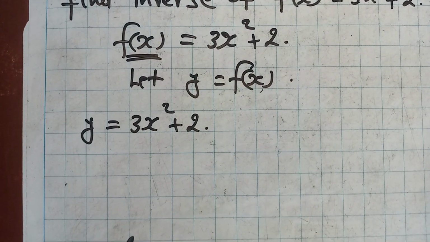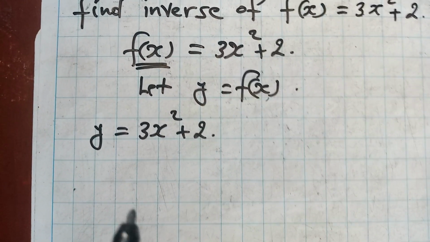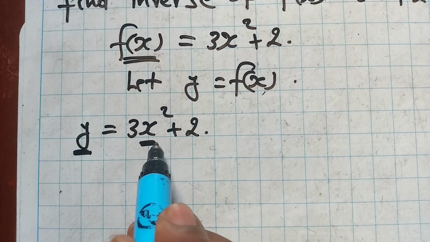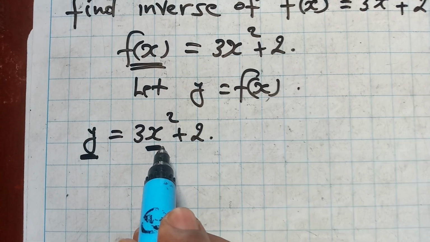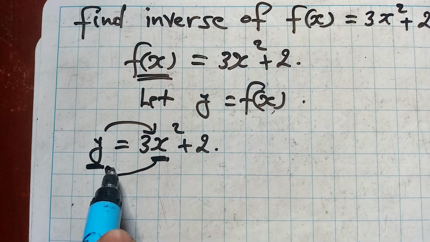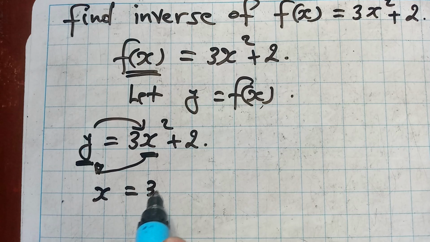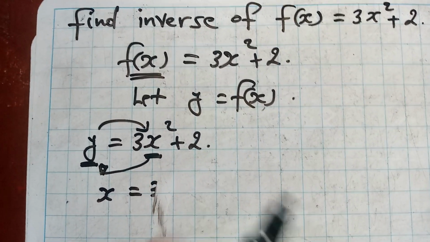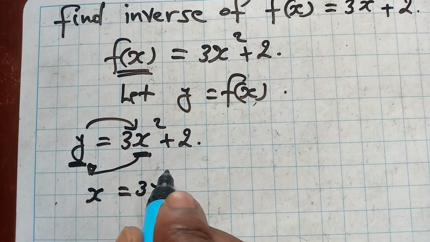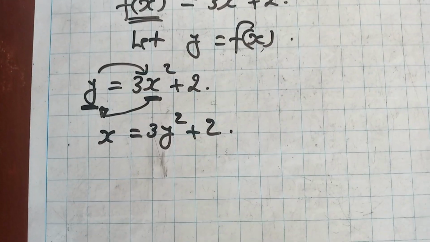At this stage, we are going to interchange variables. This is y, we make it x. This is x, we make it y. So we bring this y in place of x, and this x in place of y. So we write x equal to 3y squared plus 2.